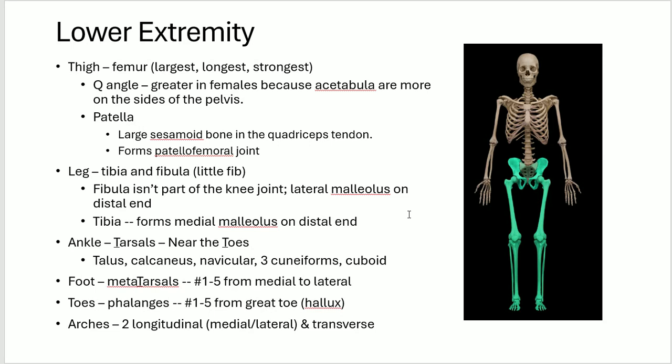So ankle bones, we have the talus. That's the bottom of the tibia and fibula. We have the calcaneus bone, that's the heel bone. We have a navicular bone, that's boat-shaped. We have 3 cuneiform bones on the top of the foot, and then we have a cuboid bone on the top of the foot, which we'll look at. In our feet, we have metatarsals, number 1 through number 5, starting medial to lateral, so big toe side to pinky toe side.